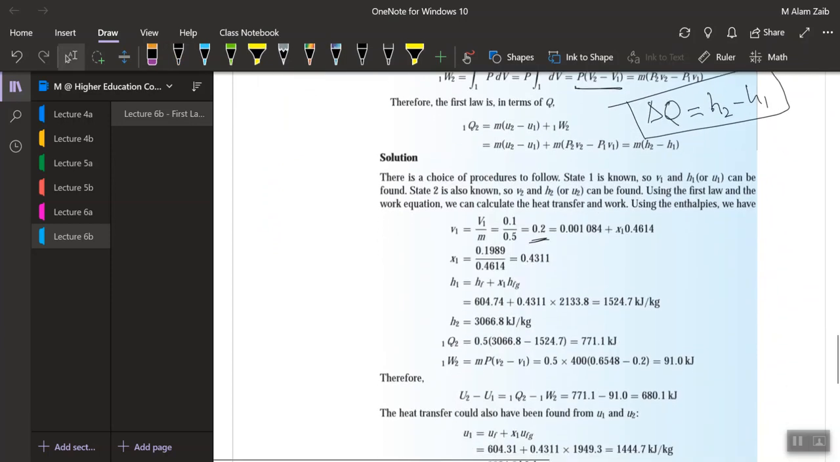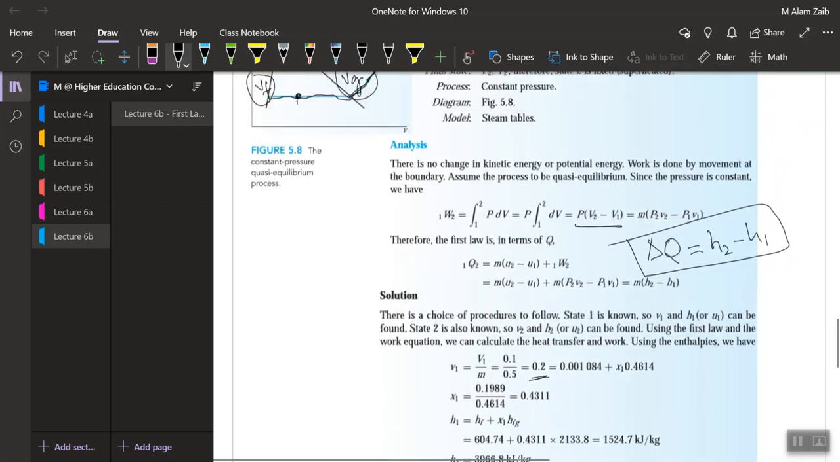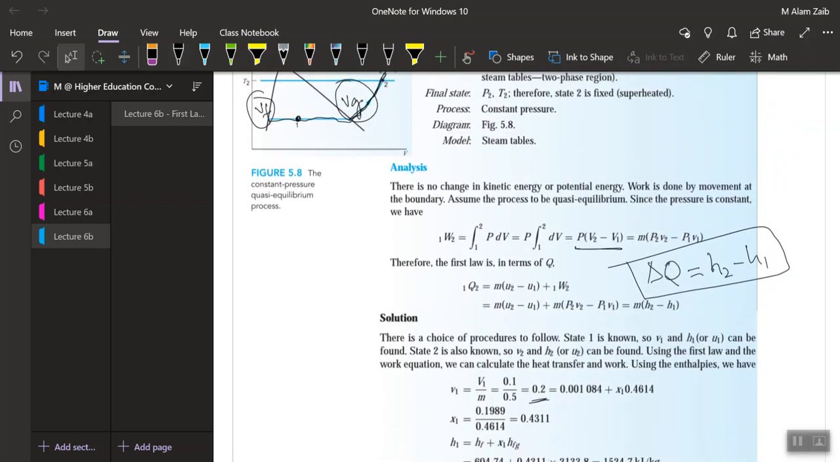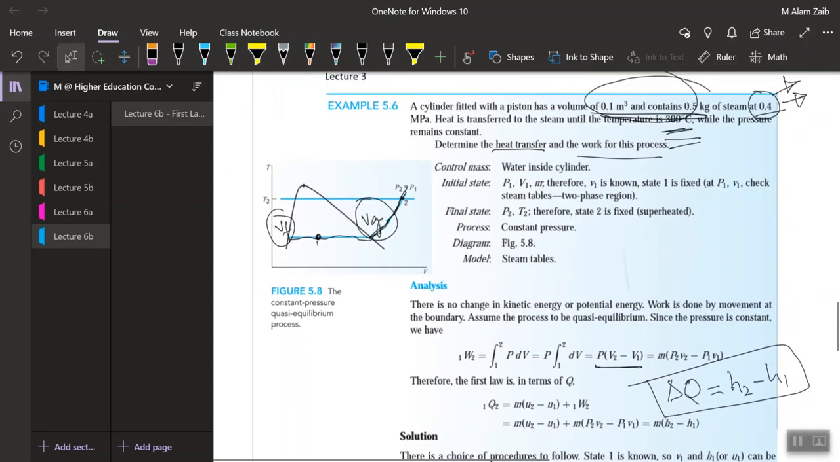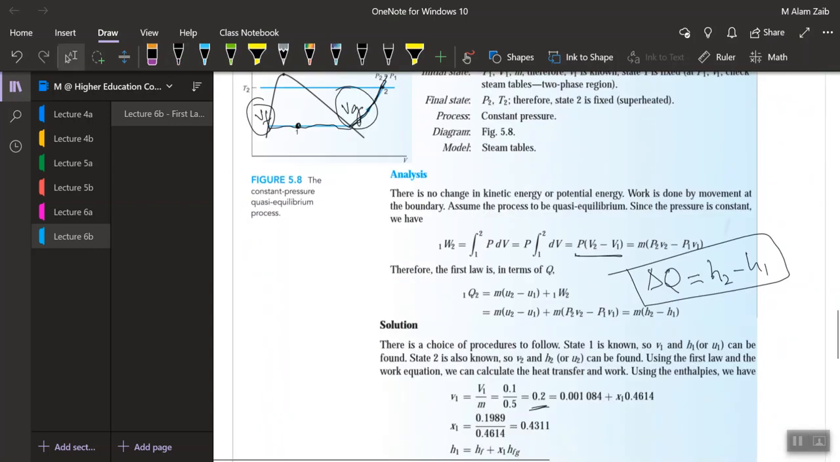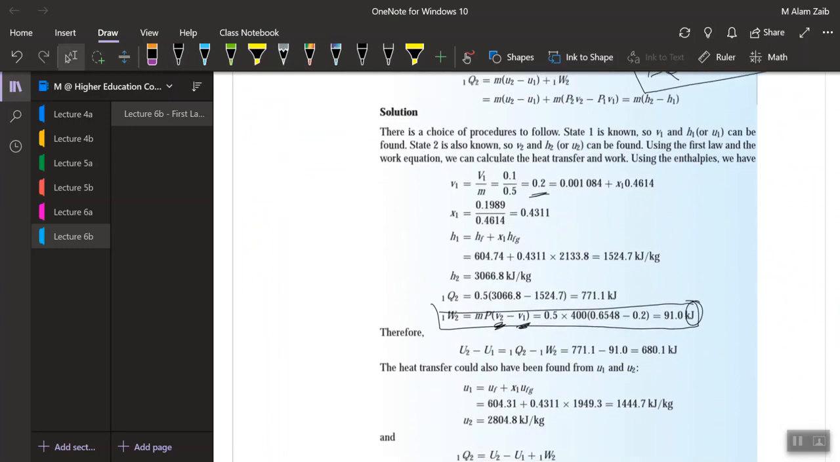So that means W would be equal to mass multiplied by (V2 from superheated minus V1, which was from there as well). If we are multiplying with the mass, we will not have a specific volume, but a total volume. That would be equal to the work done.